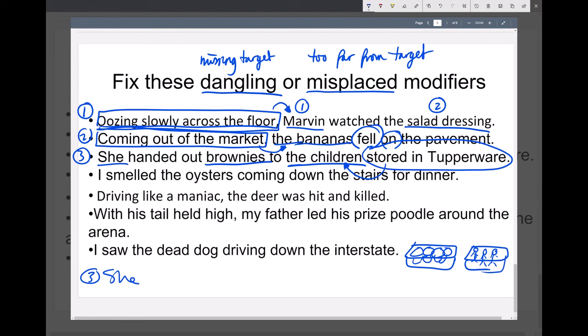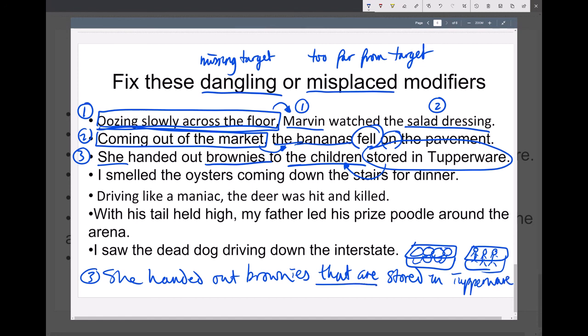She handed out brownies, so we need to add a bit more here, that are stored in Tupperware. So we have the modifier, my modifier here, stored in Tupperware. Now you can't just say brownie stored in Tupperware. You could actually, but to be safe, you can put brownies that are stored in Tupperware.